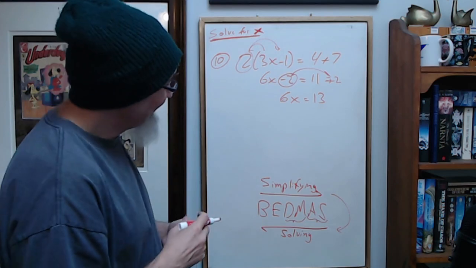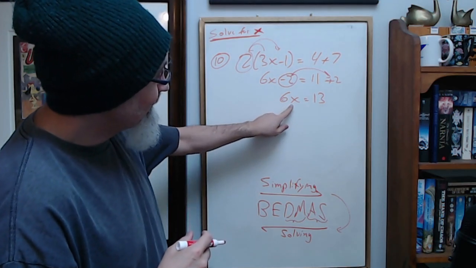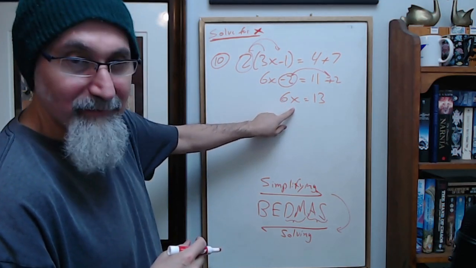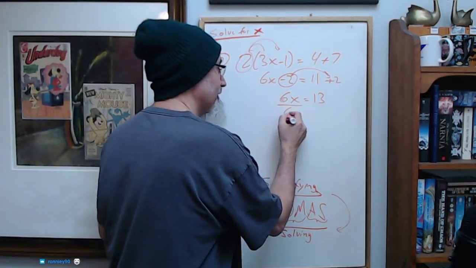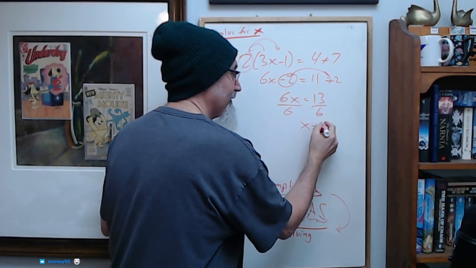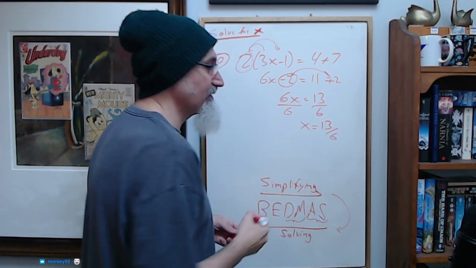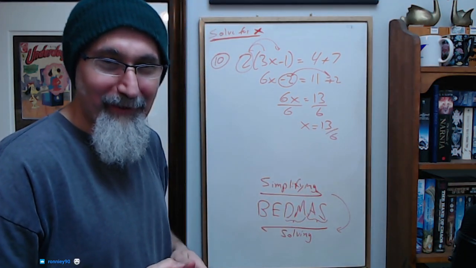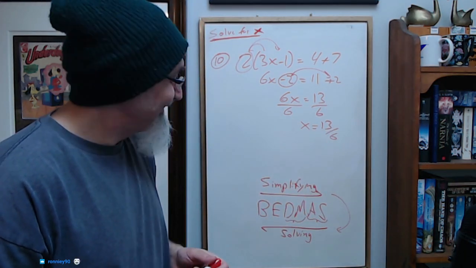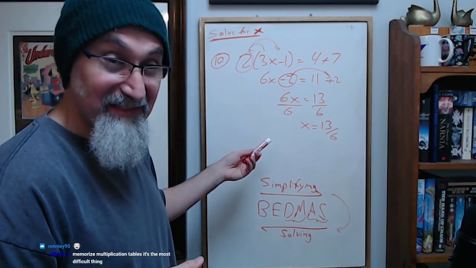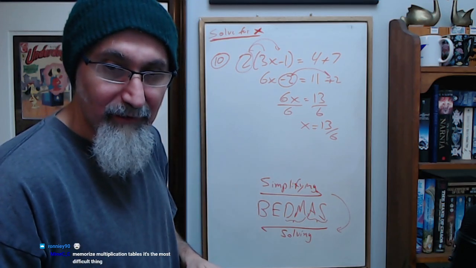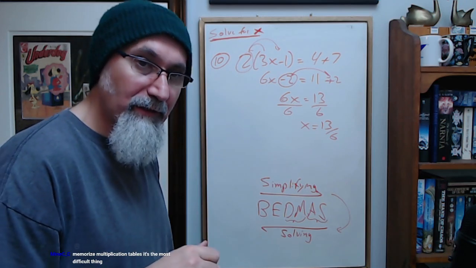Right? So now we gotta get x by itself. This is 6 times x, so divide by 6 is 13 over 6. And this doesn't simplify anymore. Right? Speed kills. Okay. Easy? Easy. Right? Undo what's being done to the x.